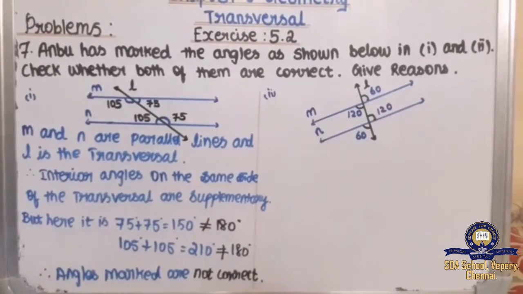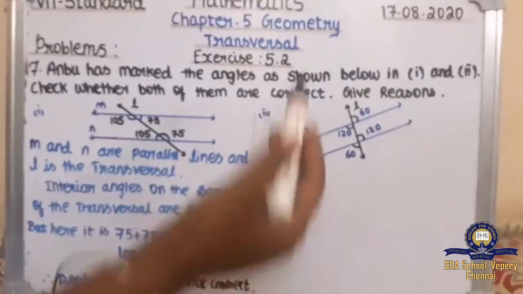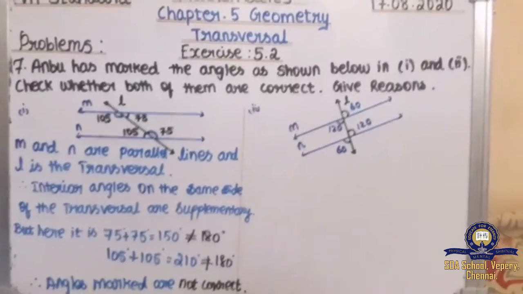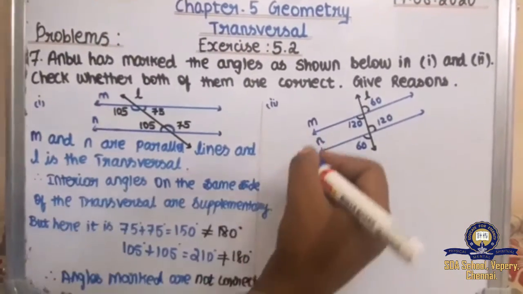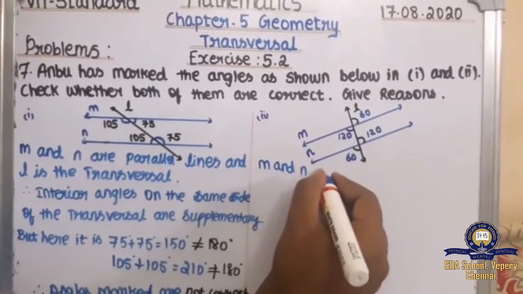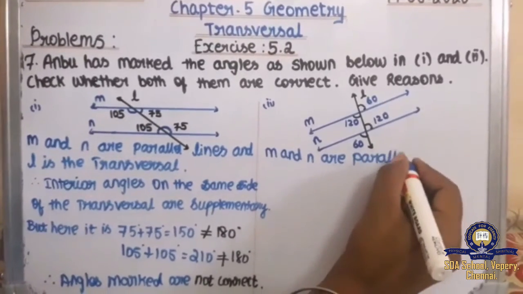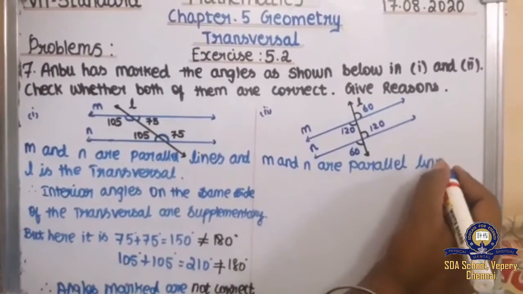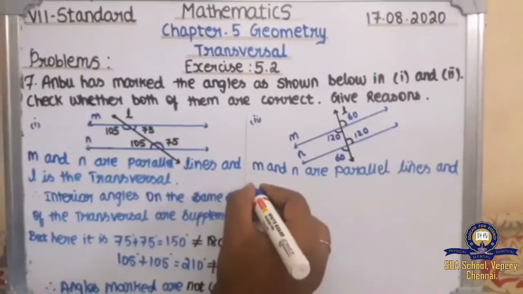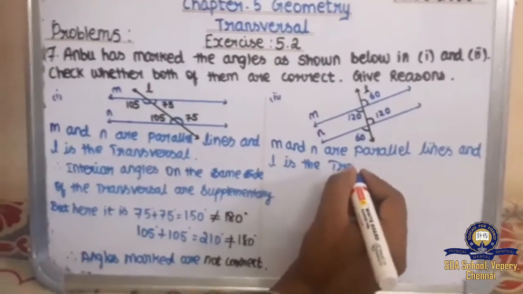Now we move on to our next problem. Here, first we need to say how the lines M and N look like. M and N are the parallel lines, and how does the line L look like? L is known as the transversal. Therefore, we can write the first point as M and N are parallel lines, and L is the transversal.